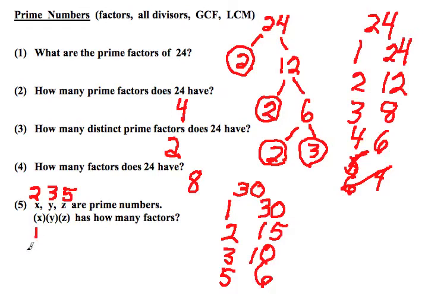If you did it algebraically, you'd have 1 and their product, and then you have them individually, x, y, and z, and then in pairs, x times y, x times z, and y times z.